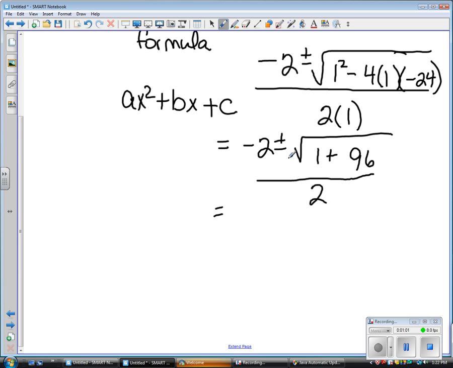Alright, so now I need to go ahead and add those. So negative 2 plus, what's 1 plus 97? 97. I'm sorry, 96. I was adding as I went. My bad. Do it now. Oh, okay, that makes sense. Yeah, the 2 is from the step above.